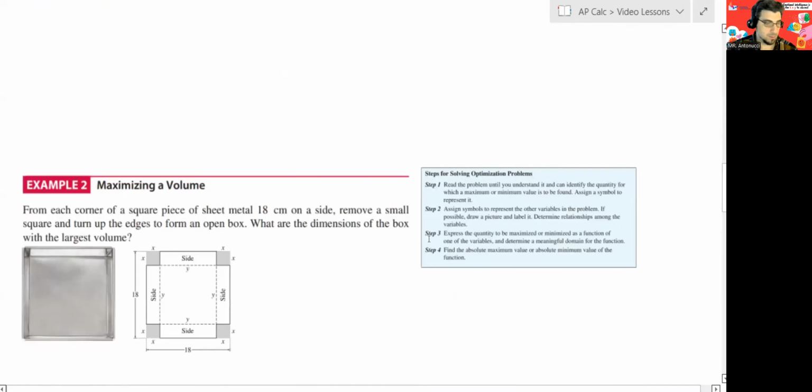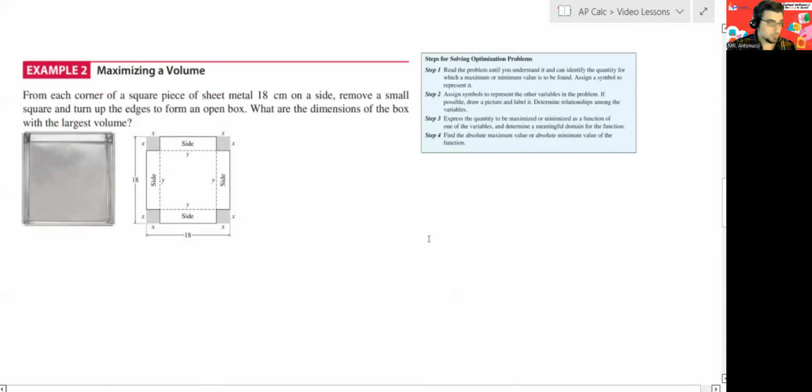This one deals with maximizing volume. So from each corner of a square piece of sheet metal 18 centimeters on a side, we're going to remove a small square and turn up the edges to form an open box. What are the dimensions of the box with the largest volume? So in this situation, we know some of the dimensions of the sheet metal. And so if you imagine we have a big square of sheet metal, we're going to cut out corners of the same size and then flip those sides up and make an open box.